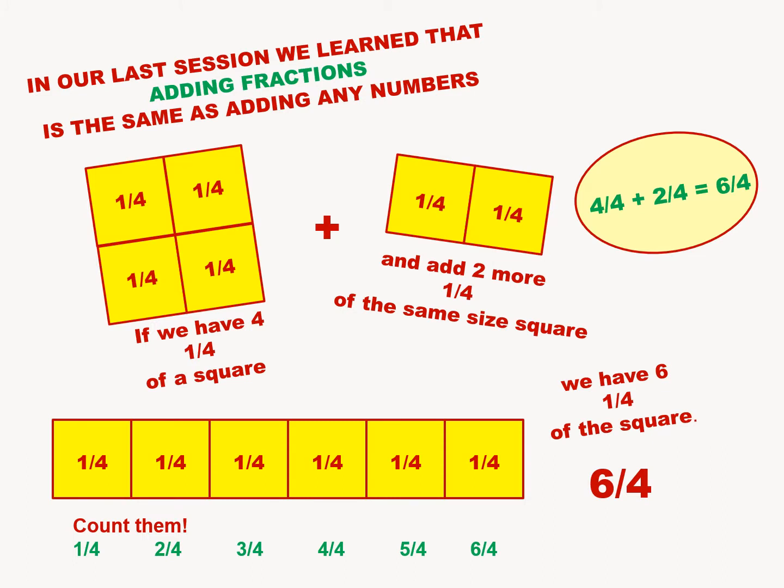Remember that in our last session, we learned that adding fractions was the same as adding any other numbers. For example, if we have 1, 2, 3, 4 fourths of a square, and add 1, 2 more fourths of the same square, what we have is 4 fourths plus 2 fourths, or 6 fourths of a square. We can even count them up.